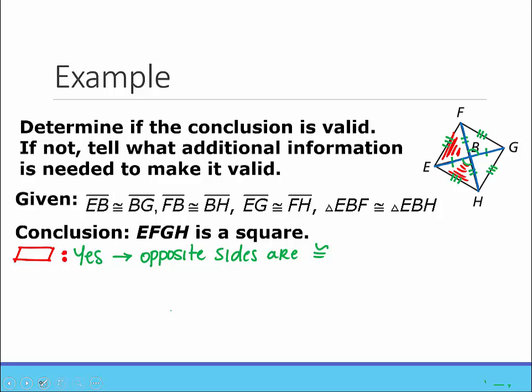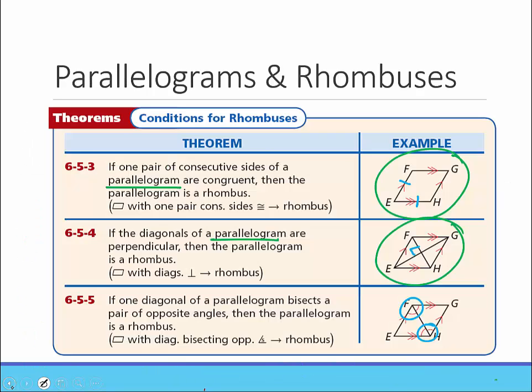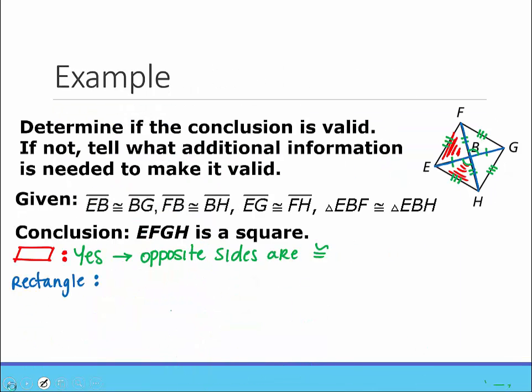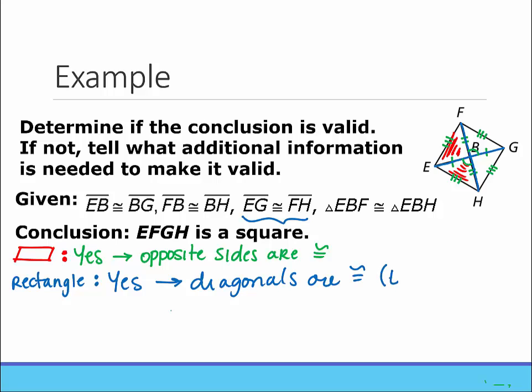So the next thing we got to prove is, is it a rectangle? And remember, these are the things we're learning today. To prove if something's a rectangle, it needs to be a parallelogram, which we have. We have to have one right angle, or the diagonals have to be congruent. So we come back over here, and remember they told us that these blue lines that we drew here, which are the diagonals, are congruent. It was this one right here. So yes, we know it's a rectangle because the diagonals are congruent. And it was the EG is congruent to FH.